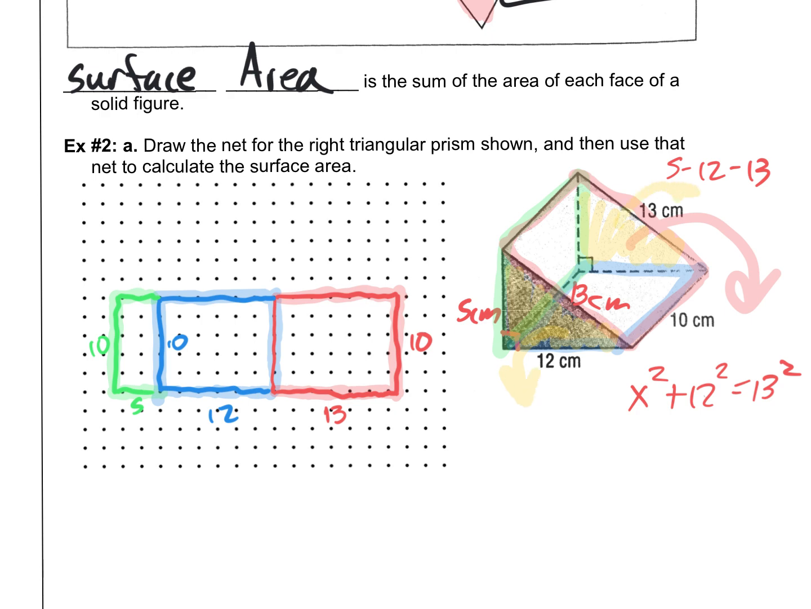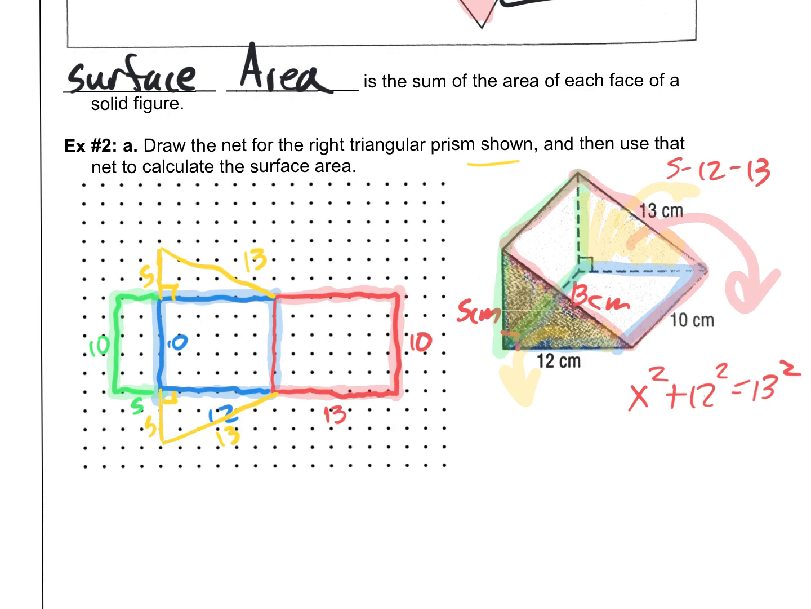And here's what they would look like if I was to go up 5, 2, 4, 5, down 5, 2, 4, 5. And then I could just draw this like diagonal here and this diagonal here, which we know this is 5, and this is 5, and this is 13. And this length is 13. And this is a right triangle, and everything else is rectangles. Okay, it says draw the net for the right triangular prism shown. Check, we've done that. And then use that net to calculate the surface area.